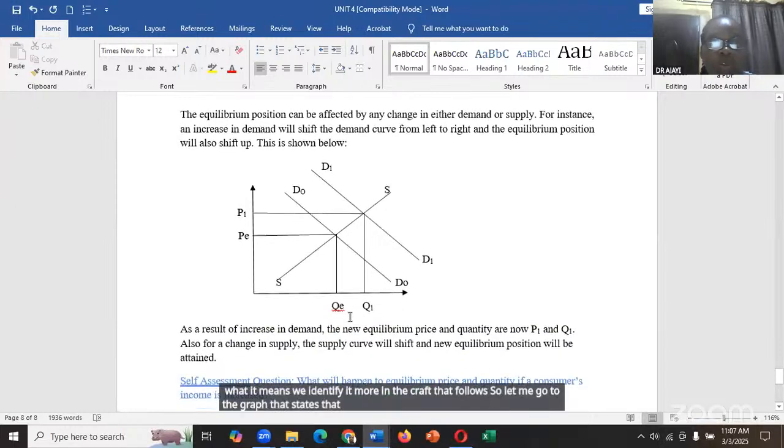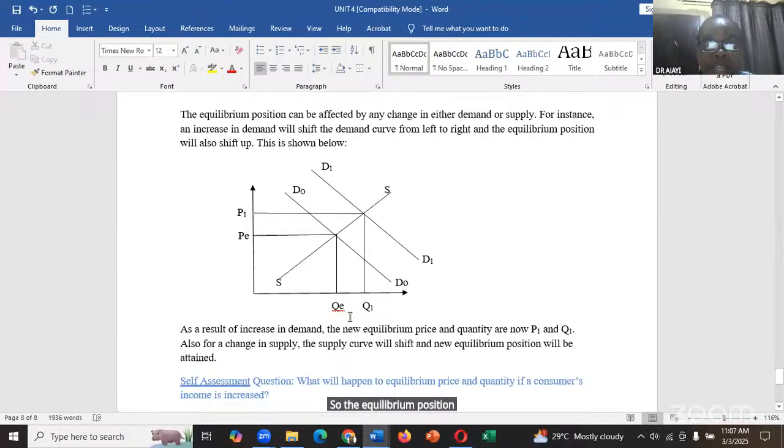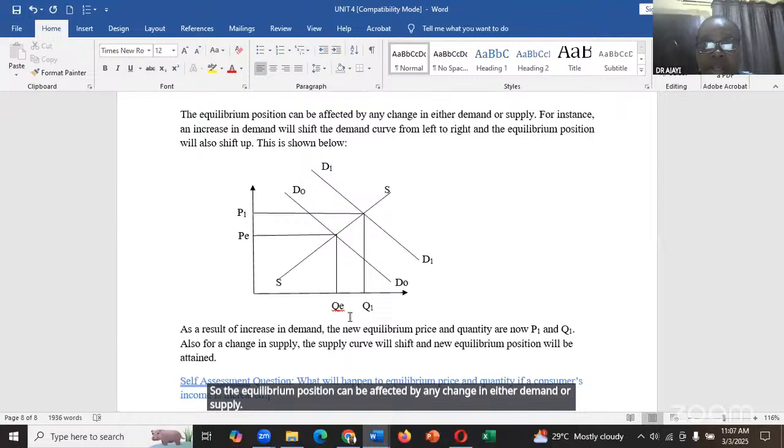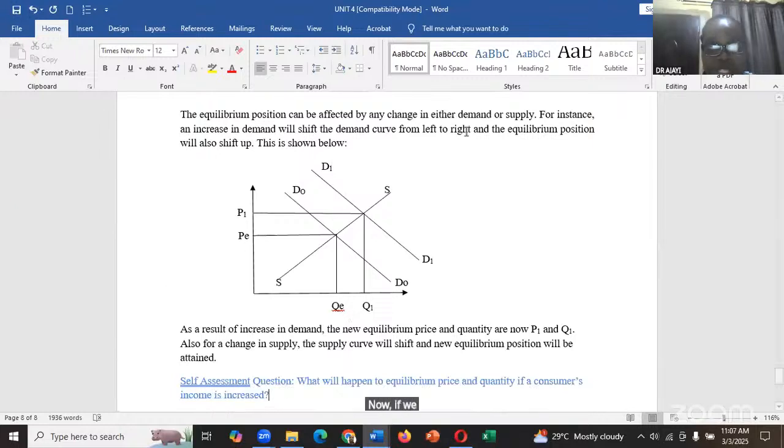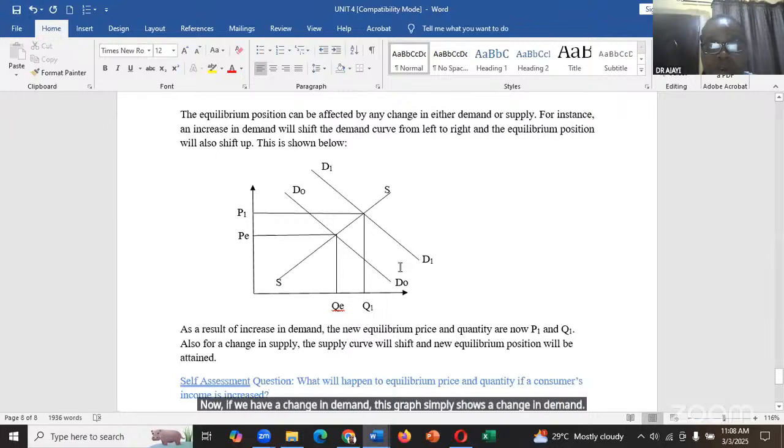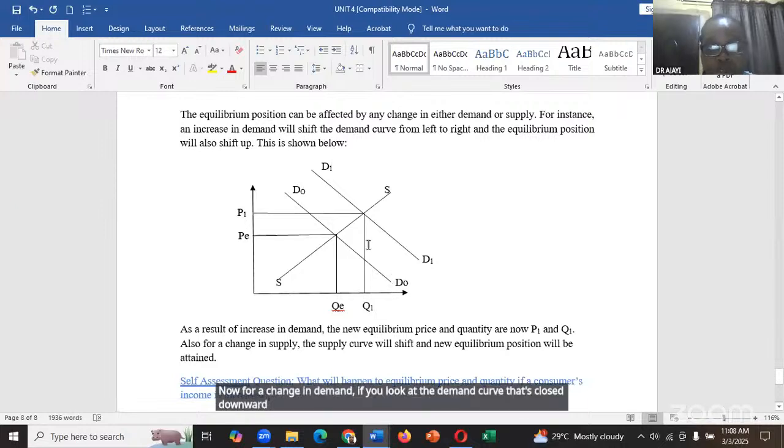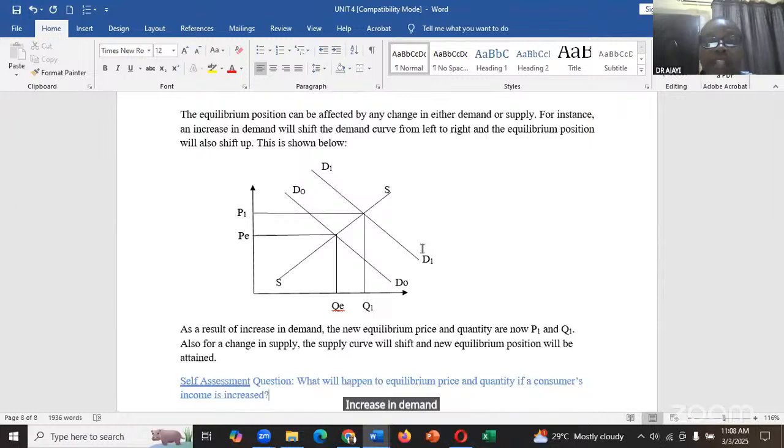So the equilibrium position can be affected by any change in either demand or supply. Now, if we have a change in demand, this graph simply shows a change in demand. For a change in demand, if you look at the demand curve that slopes downward, we have D0. That is the initial demand curve. Any movement from D0 to D1 simply means there is an increase in demand.